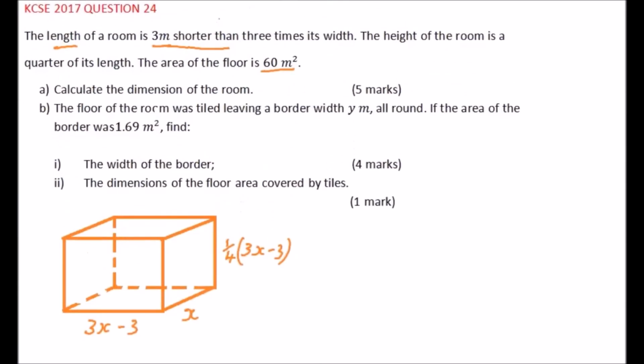Now, part B of the question says, the floor of the room was tiled leaving a border width of y meters all around. If the area of the border was 1.69 meters squared, find the width of the border, Roman number 1. For us to do that, let us draw a sketch that will guide us in solving that part of the question.